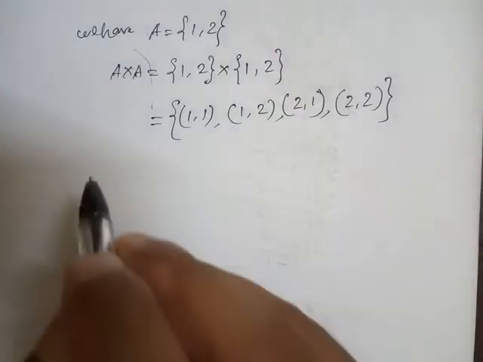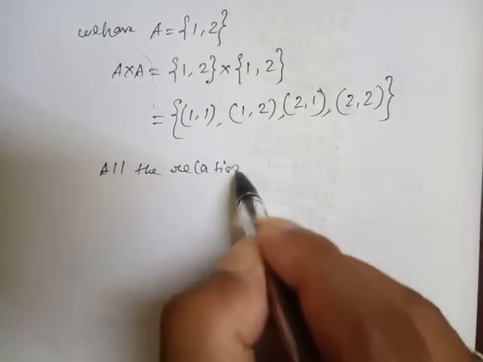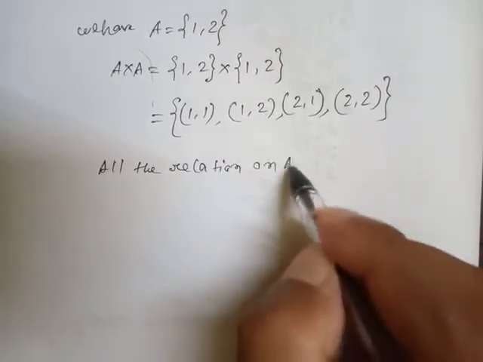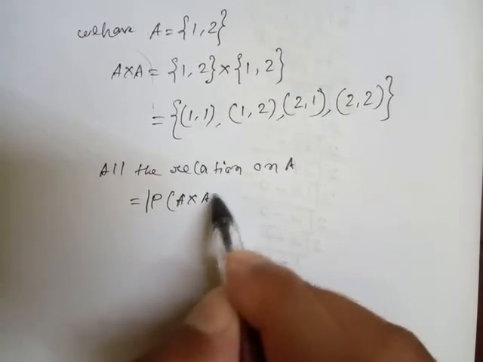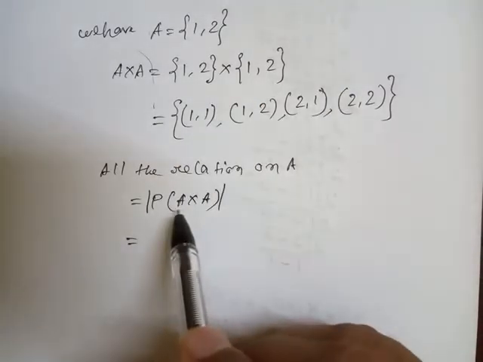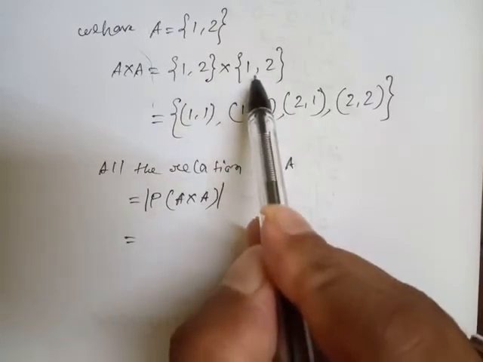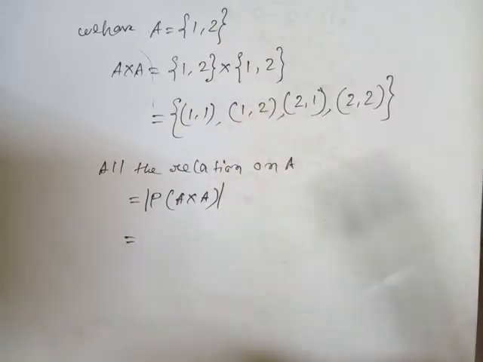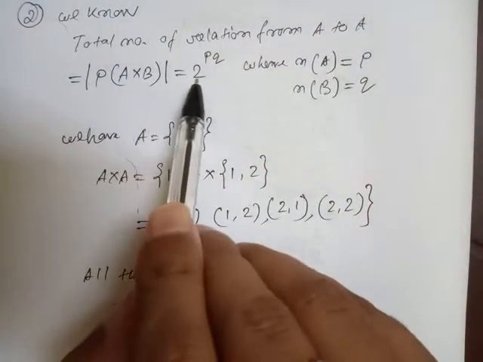Now look students, here I will write all the relations on A equal to power set of A product A. So in A product A, for P, how many elements? 1, 2, 2 elements, and Q is also 2 elements. So here I write 2 to the power P times Q, here I am just showing you the formula, 2 to the power P times Q.